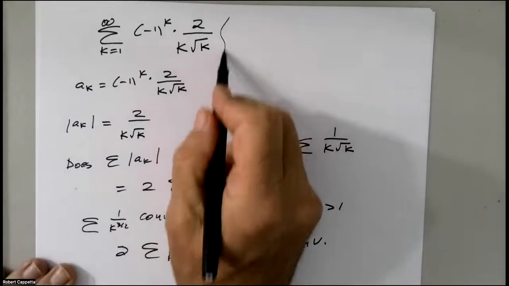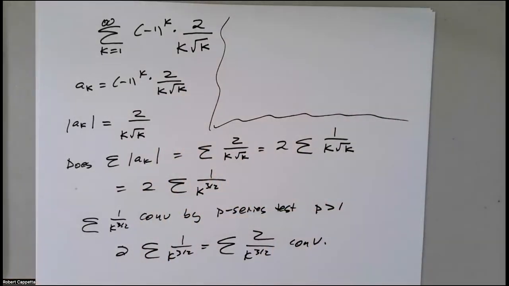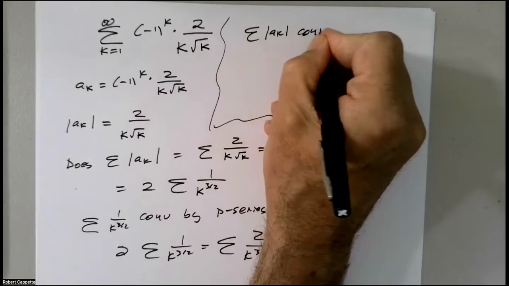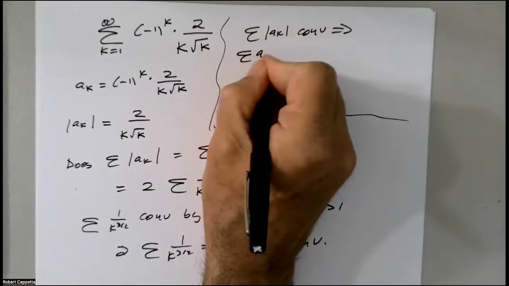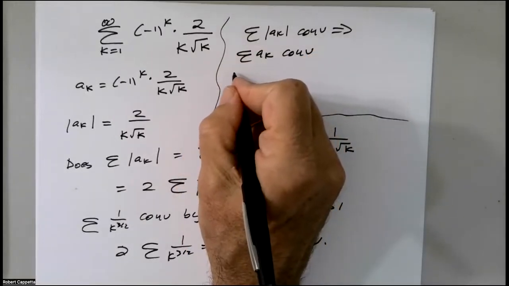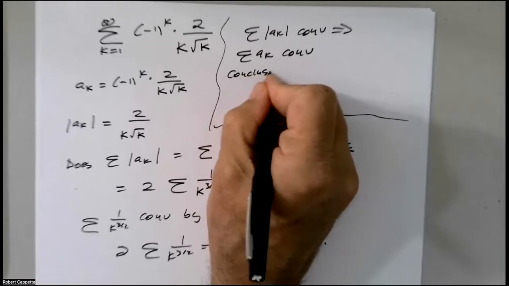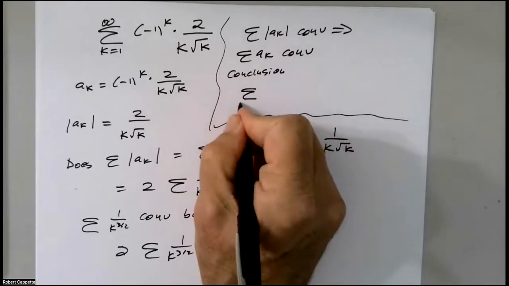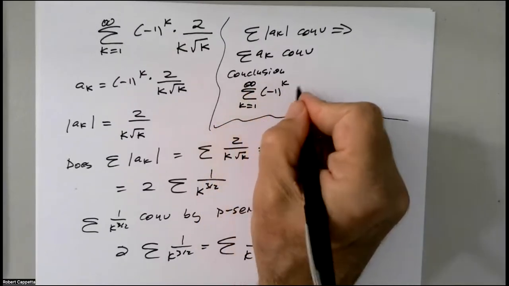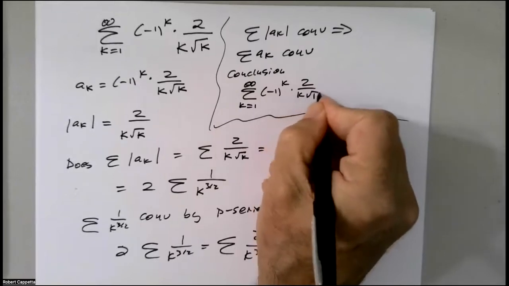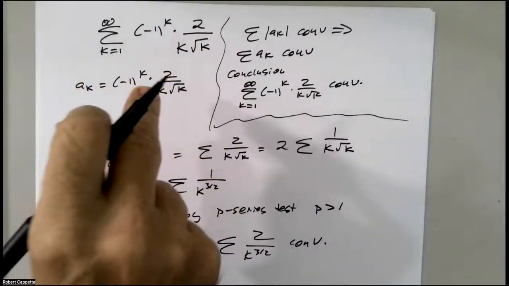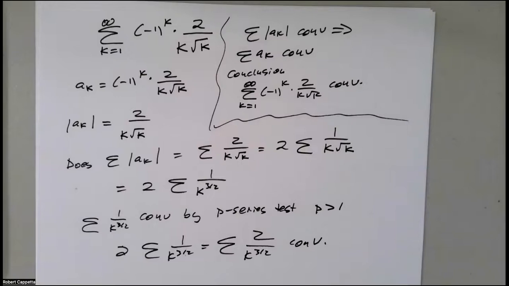If the absolute values converge, right? So putting all this together, we say the sum of the absolute value of a sub k converges, implies that the sum of the a sub k converges. So my conclusion then, without using the alternating series test, is the sum as k goes from 1 to infinity of -1 to the k times 2 over k root k also converges. So it converged and its absolute value converged. So what do we call that case?